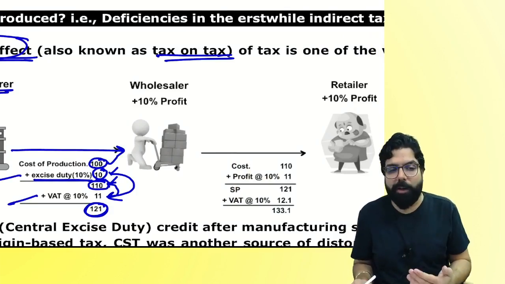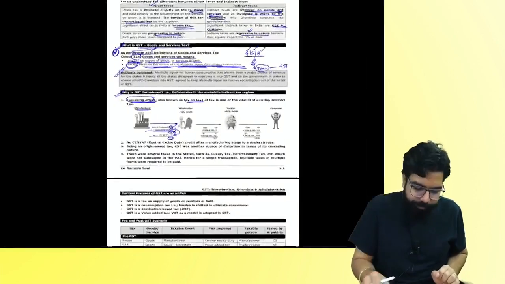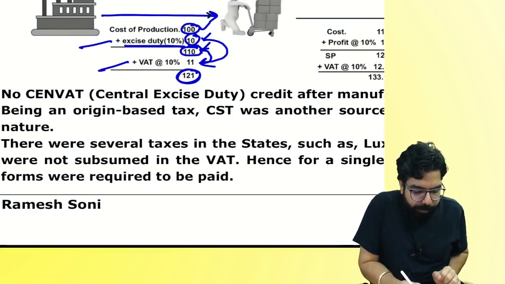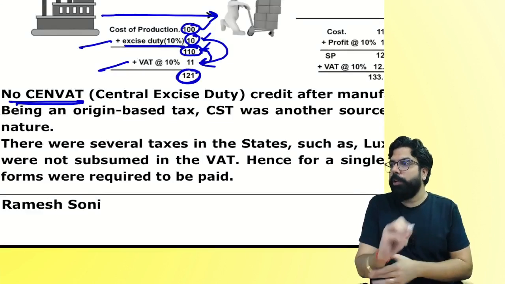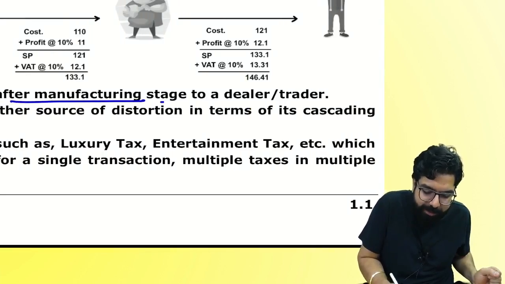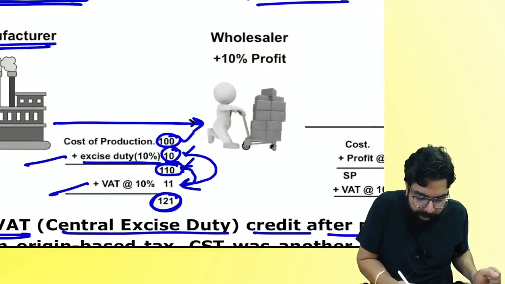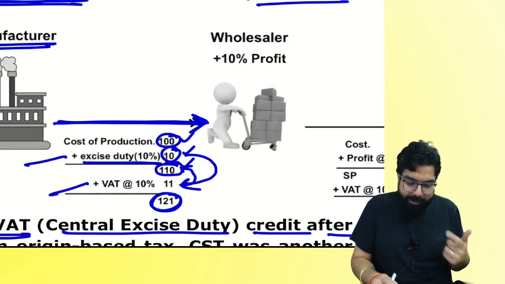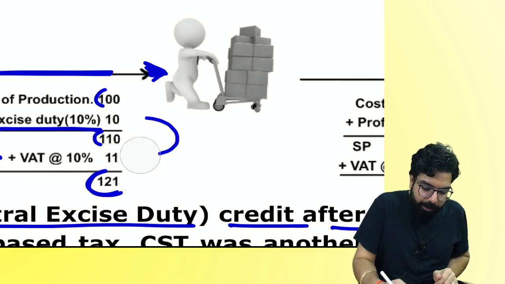Sir, how did the government remove this? I will talk about it, don't worry. The next one, no SENVAT credit. No SENVAT credit, that is central excise duty credit, after manufacturing stays to a dealer. For an example, the goods were sold over here, right? Excise duty was charged. Now you tell me one thing.